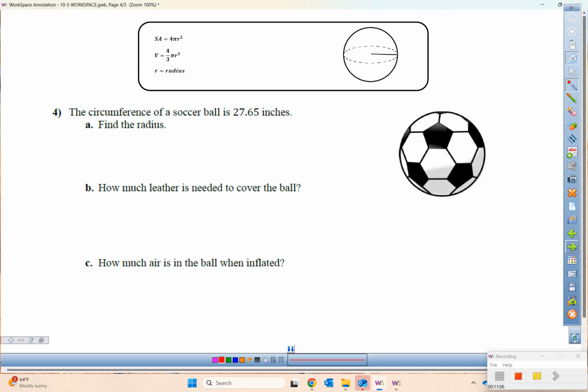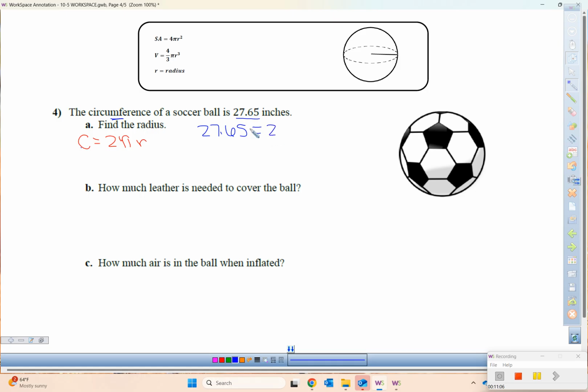A, find the radius. Okay, so our circumference formula is not up here, but you do have it on your formula card, and I'm hoping we're getting some of these memorized by now. So the formula for circumference we learned is 2 pi r or pi d. You can use it either way, and we're going to solve for radius. We're going to find the radius, so we're going to plug in what we know.